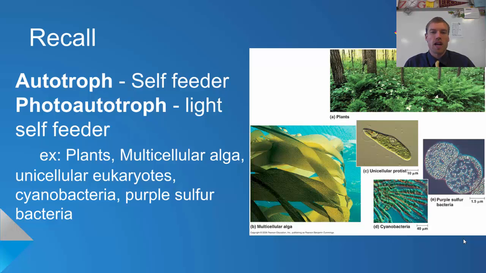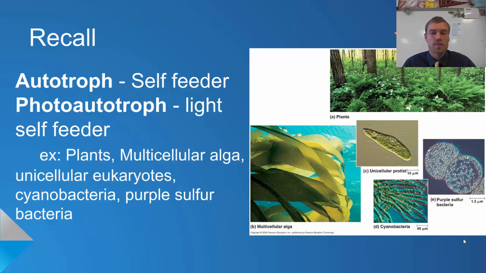So just a little bit of vocab review from some things you probably have heard before. Autotrophs, which you should have learned about in Bio 1. Those are your self-feeders. They can feed themselves. A photoautotroph is a light self-feeder. There are also chemoautotrophs that can use chemicals to feed themselves.